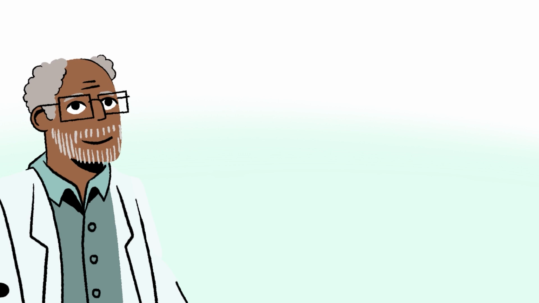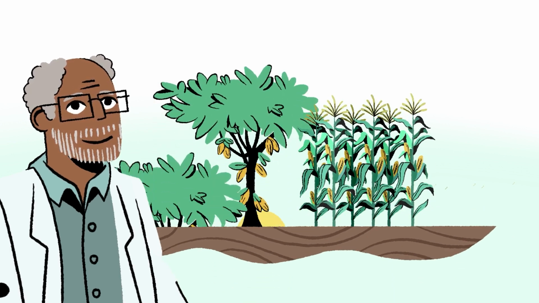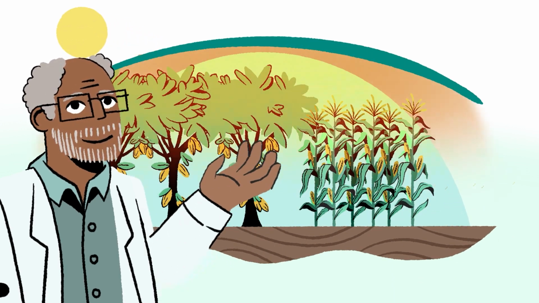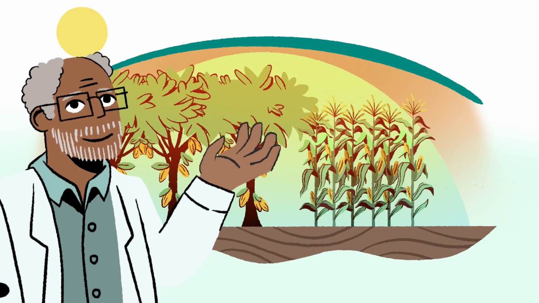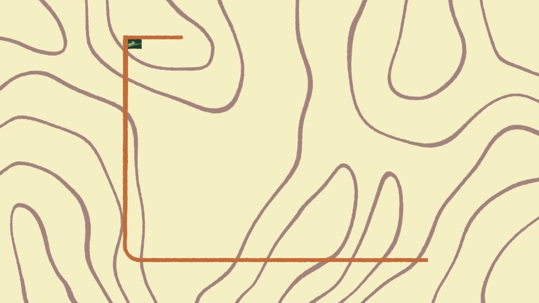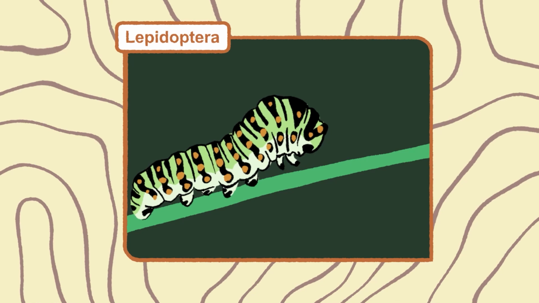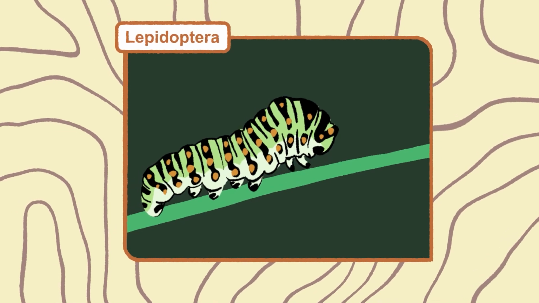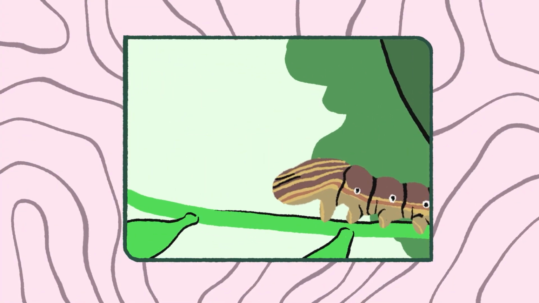Now the professor will introduce us to the main groups of insects that we may encounter in our fields. Please note that the pests vary from one crop to another. Firstly, let's talk about Lepidoptera. These are caterpillars that become butterflies.